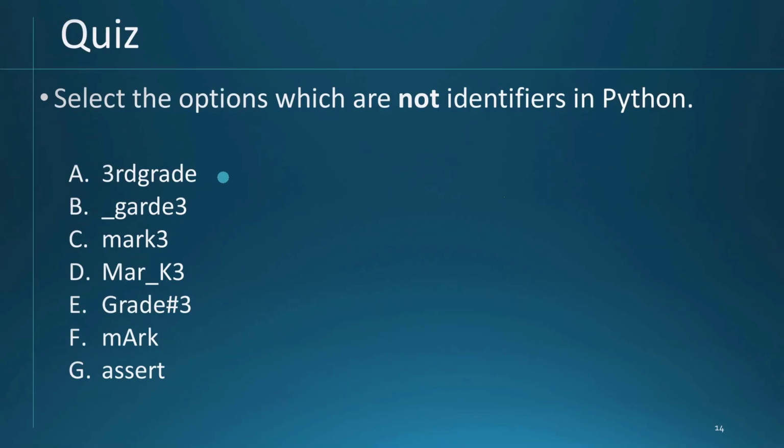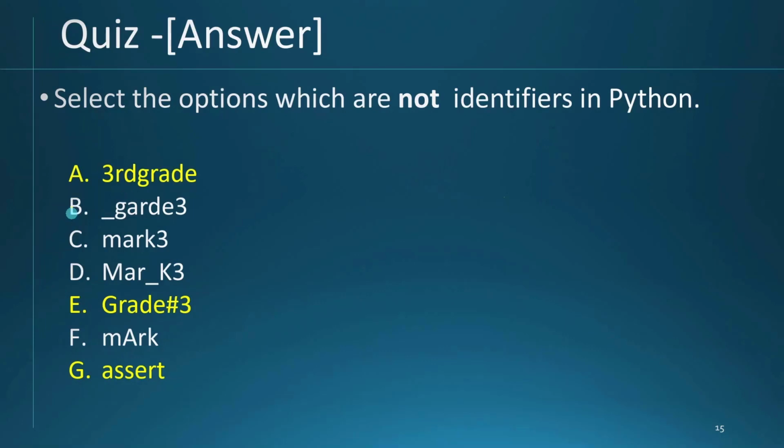Again, we have a quiz here. You have to select the options which are not identifiers in Python. You can pause the screen if you want more time to work on it. Now these are the answers. Why is the first option not an identifier? Because it is starting with a number. That is not allowed. Option B, option C, and option D are all right. We don't have a problem.